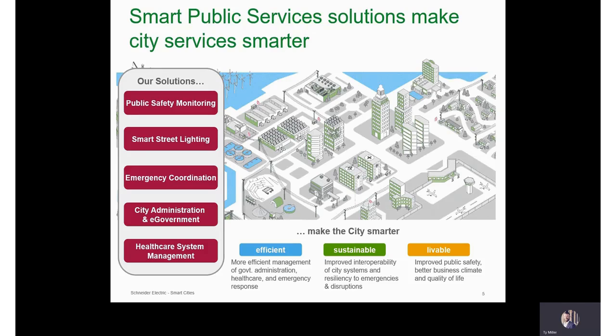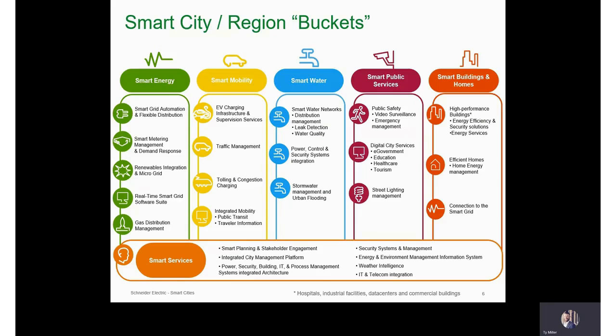We see this with pings on our cell phones, right? If there's a missing child or any kind of an emergency. So the services aspect of smart cities is also very, very important. So we've talked about smart energy. We've talked about microgrids, for instance. We've talked about smart mobility and traffic management and charging stations.